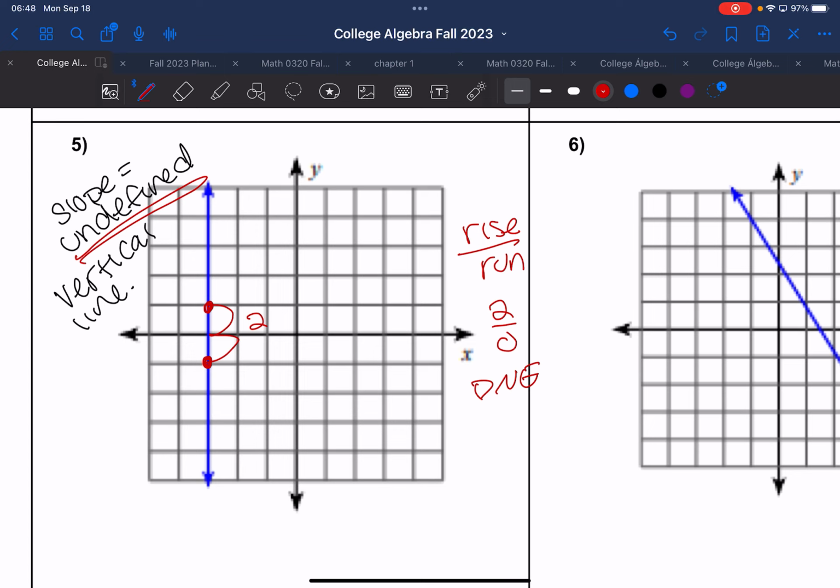Again, if you see questions like number 5 and number 3 on an exam, you don't need to show a whole bunch of work there. If you can tell me that, for example, 5 has an undefined slope because it's a vertical line, that's enough work. Okay, you don't have to do the whole rise over run part.